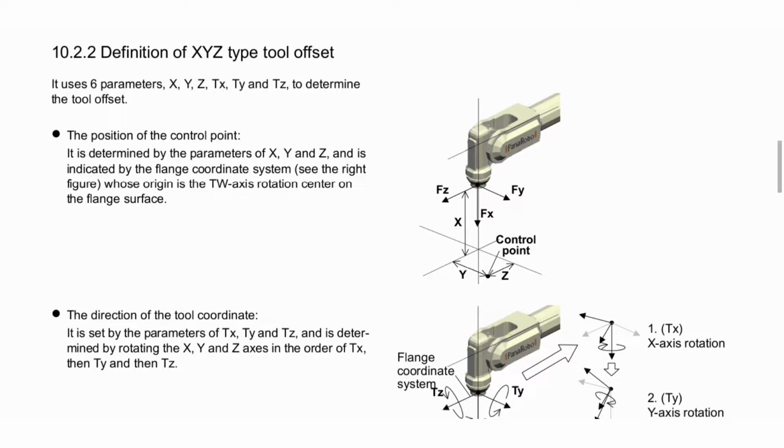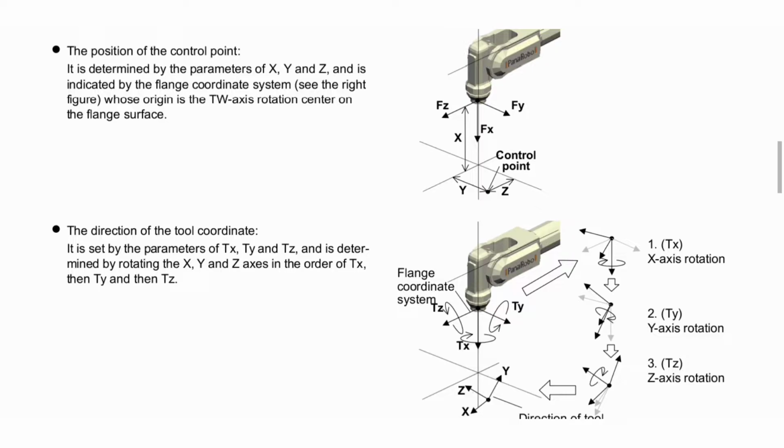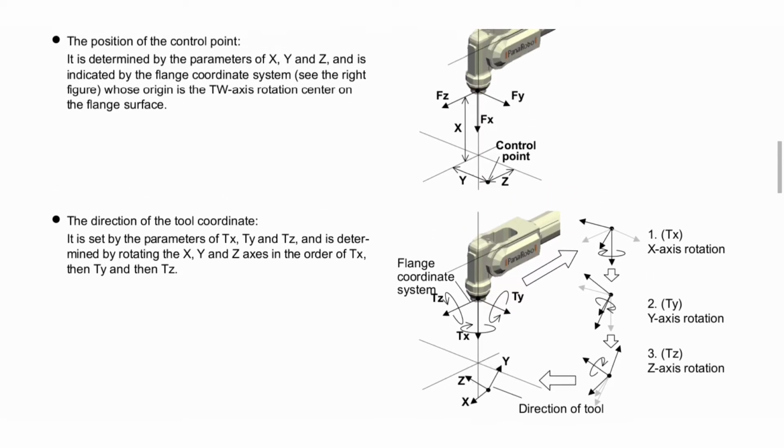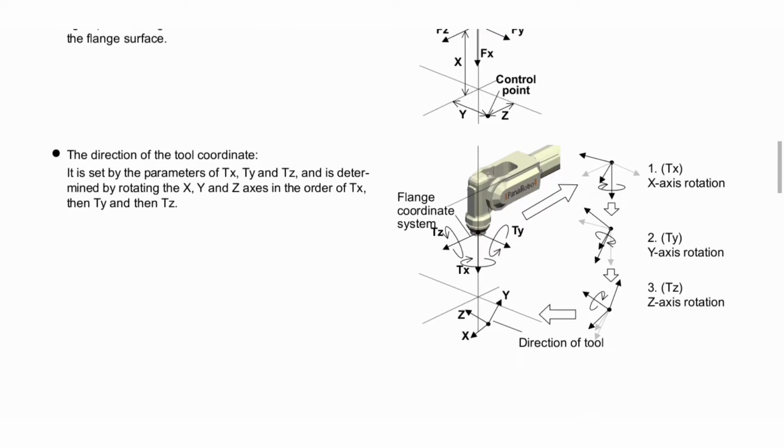The direction of the tool coordinate is set by the parameters Tx, Ty and Tz and is determined by rotating the x, y and z axes in the order of Tx, then Ty and Tz. You can see these figures. In this figure, you can see x-axis rotation, y-axis rotation, z-axis rotation and the flange coordinate system.